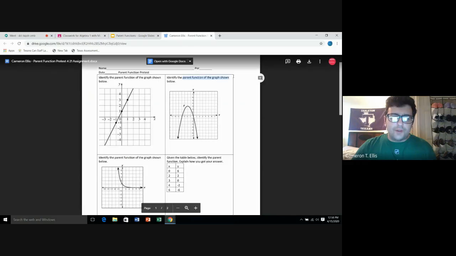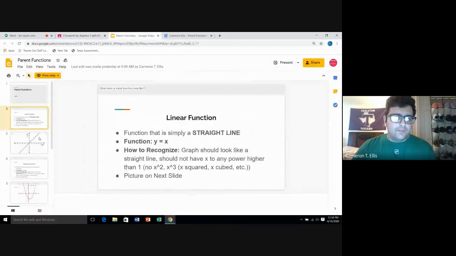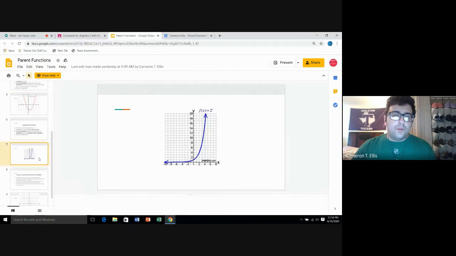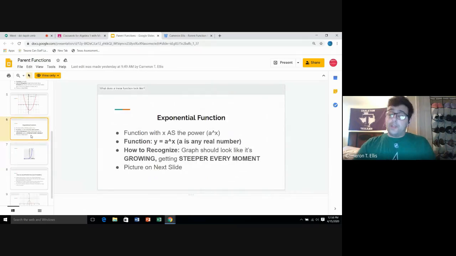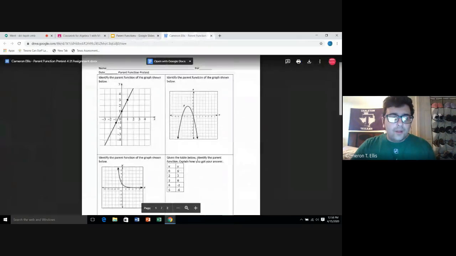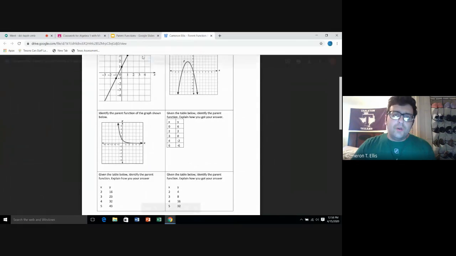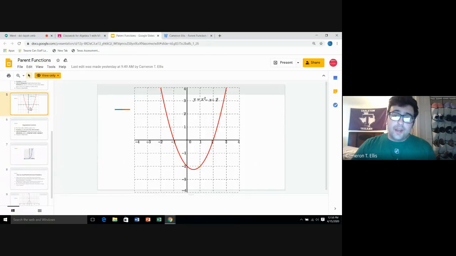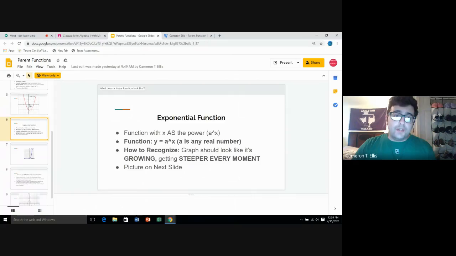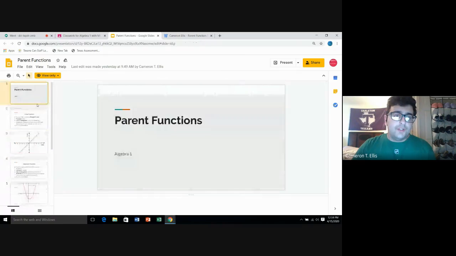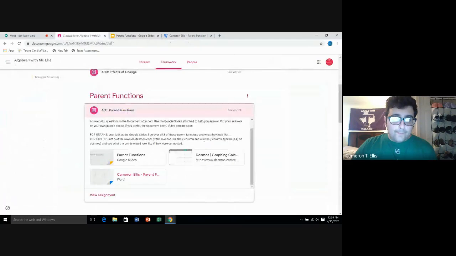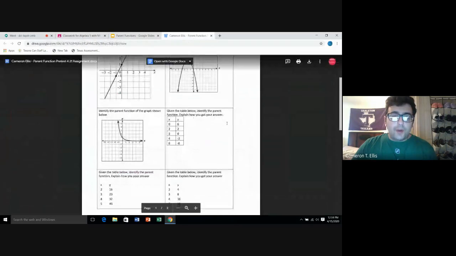So, parent function of the graph shown below. Okay, what does that look like? Does it look like this guy? Then it'd be a linear function. This guy, it's going to be quadratic, or this guy, it's going to be exponential. It's got to be one of those three guys. And then identify the parent function of the graph shown below. What does that one look like? Does it look like this guy? Does it look like this guy? Because the first one was exponential, this one's quadratic, and this one is your linear, right? So which one does it look like, guys? And we just got 3 more problems.